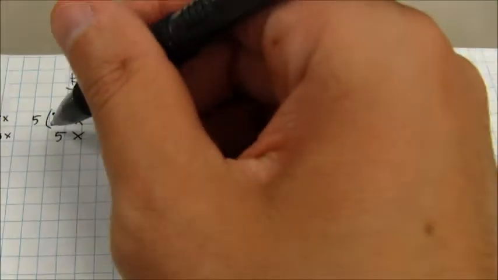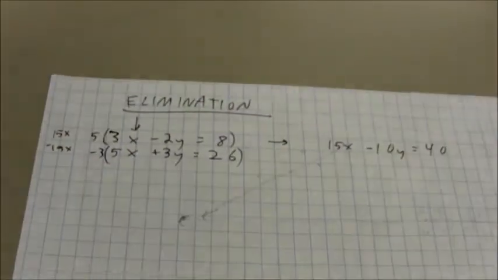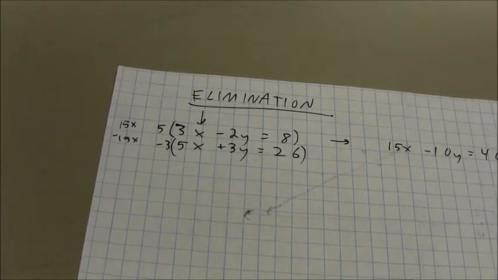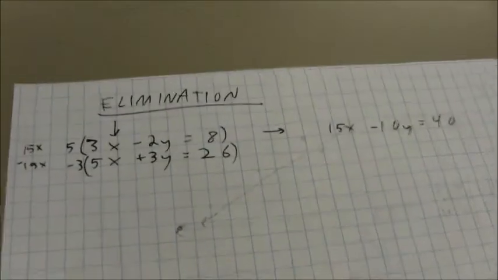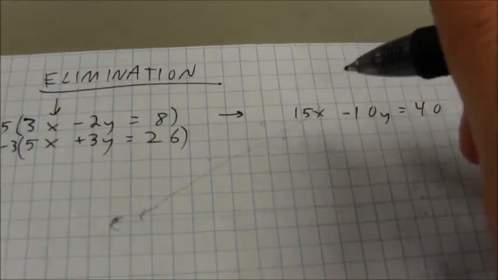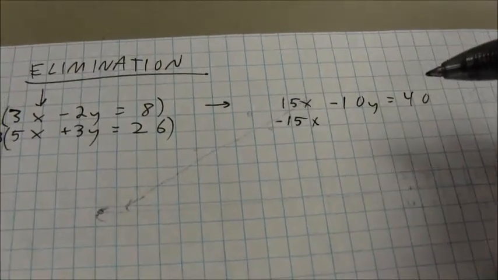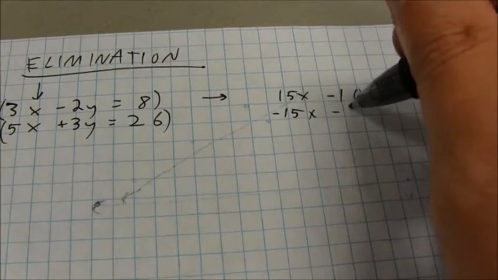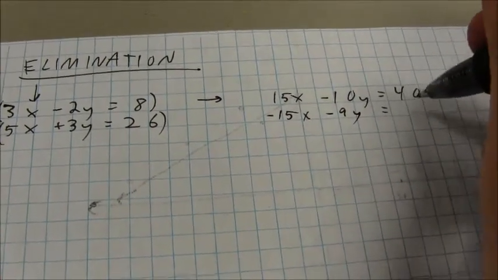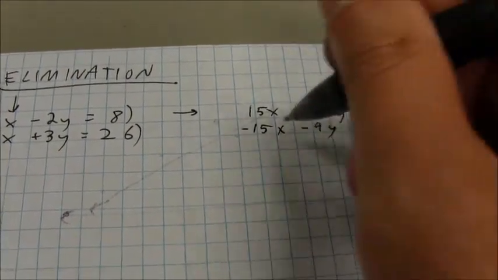The second equation, I like to add and have opposites. So I'm going to multiply the entire second equation by negative 3. I'm going to do a negative, so I have a negative 15x. So negative 3 times 5x is negative 15x. You can see that those two values there would cancel. Negative 3 times positive 3 is negative 9y. And that's going to be equal to negative 3 times 26, which is negative 78.